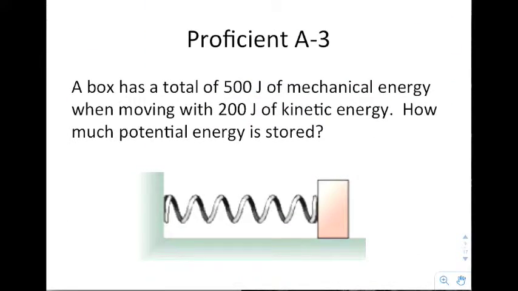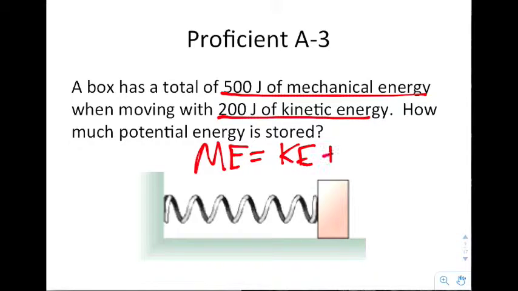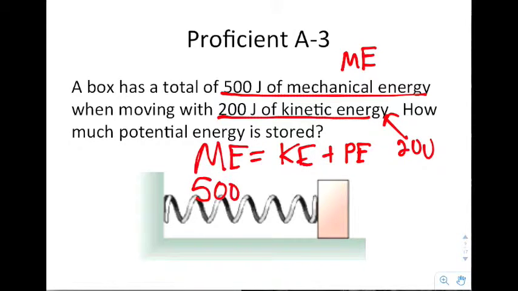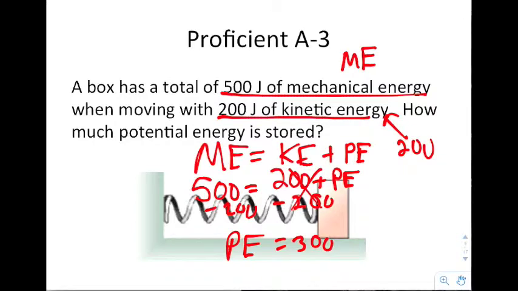It says a box has a total of 500 joules of mechanical energy when moving with 200 joules of kinetic energy. How much potential energy is stored? Now the formula we have is that the mechanical energy is equal to the kinetic energy plus the potential energy. We said we have here 500 joules of mechanical energy and 200 joules of kinetic energy. Because of that, we can say 500 equals 200 plus PE. We subtract 200 from both sides, and when we do that, we get the potential energy is equal to 300 joules.